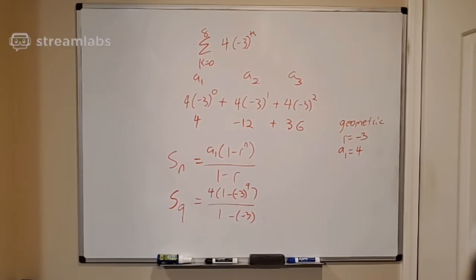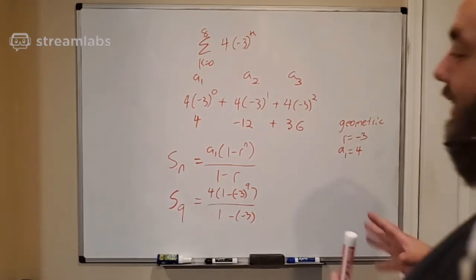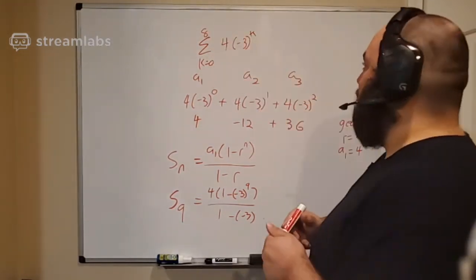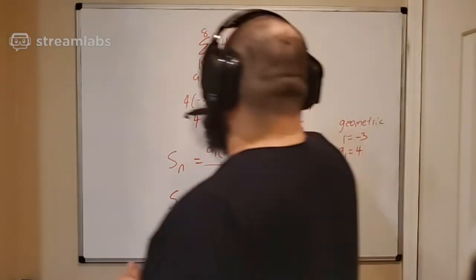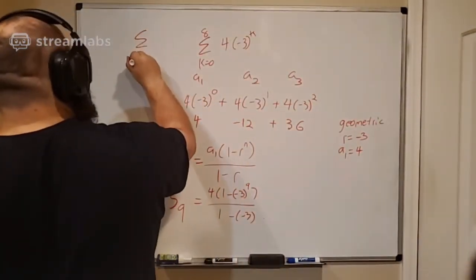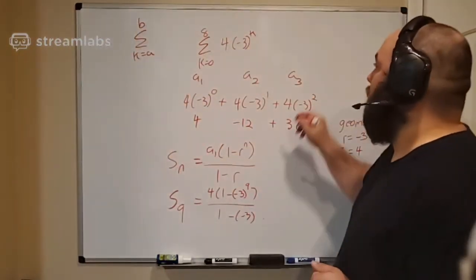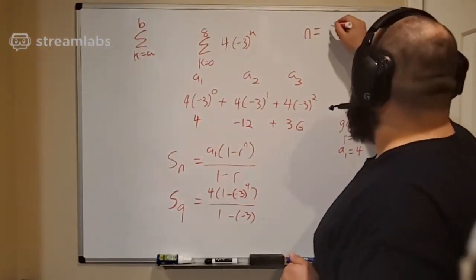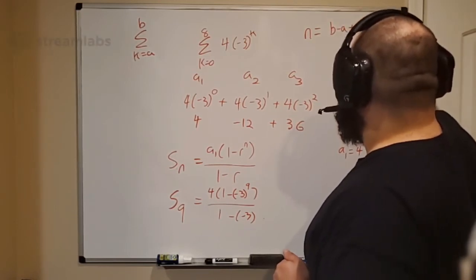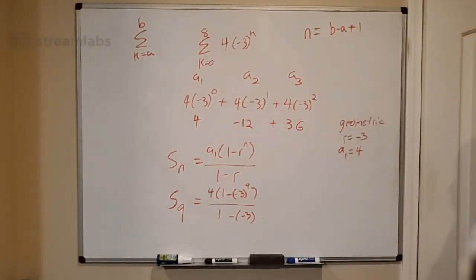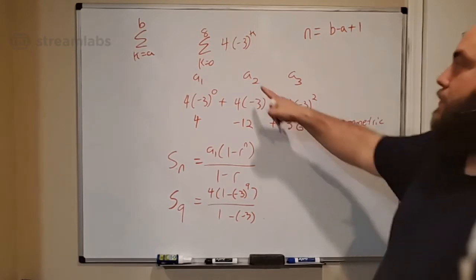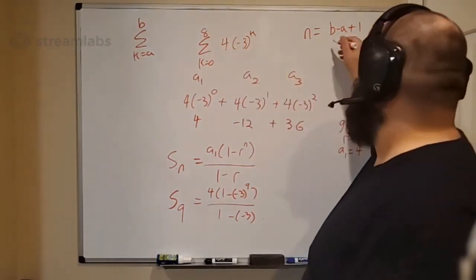If you ever want to get your n, I'll give you a little trick, which is what I was waiting for one of these problems. When we talk about our starting and ending, I talk about it going from A to B. Your n value will be B minus A plus 1. So in our case, B is 8, K is 0. So 8 minus 0 plus 1 equals 9.